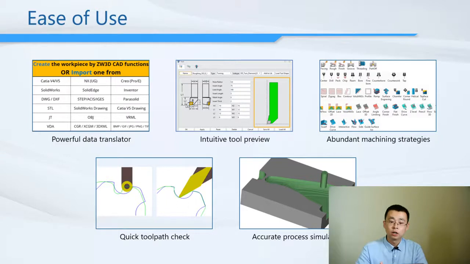So the first one, we provide a way to help you to quick check the toolpaths on the screen. Directly bring the tool shape in and move it along the toolpaths. It is very quick and very easy to use. And we also provide an accurate processing simulation way to help you to see how the material is removed from the part. It is accurate, it is very reliable. Okay. Next, let's switch to ZW3D and see how these functions or how these points work.